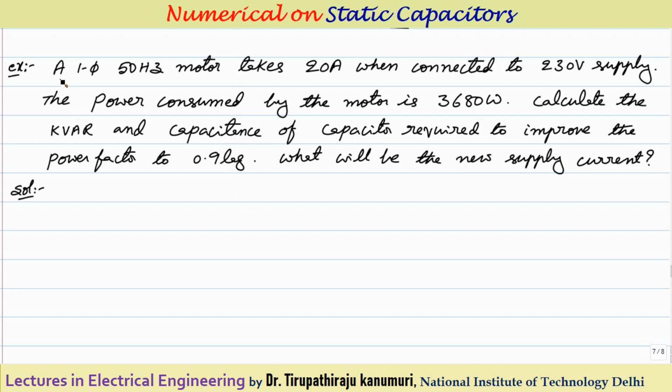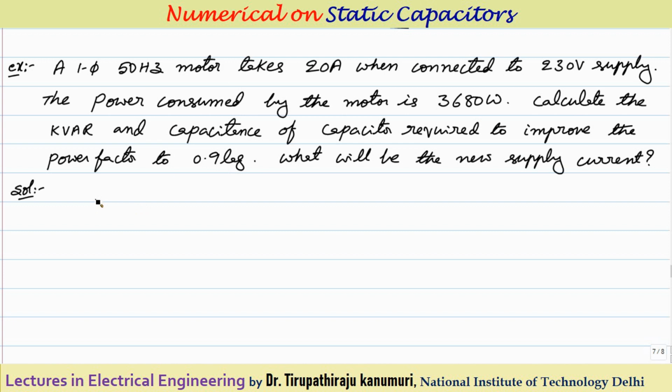So first I am starting with a single phase 50 Hz motor that takes 20 amperes when connected to a 230 volt supply. The power consumed by the motor is 3680 watts. Calculate the kVAR and capacitance of the capacitor required to improve the power factor to 0.9 lag. What will be the new supply current?